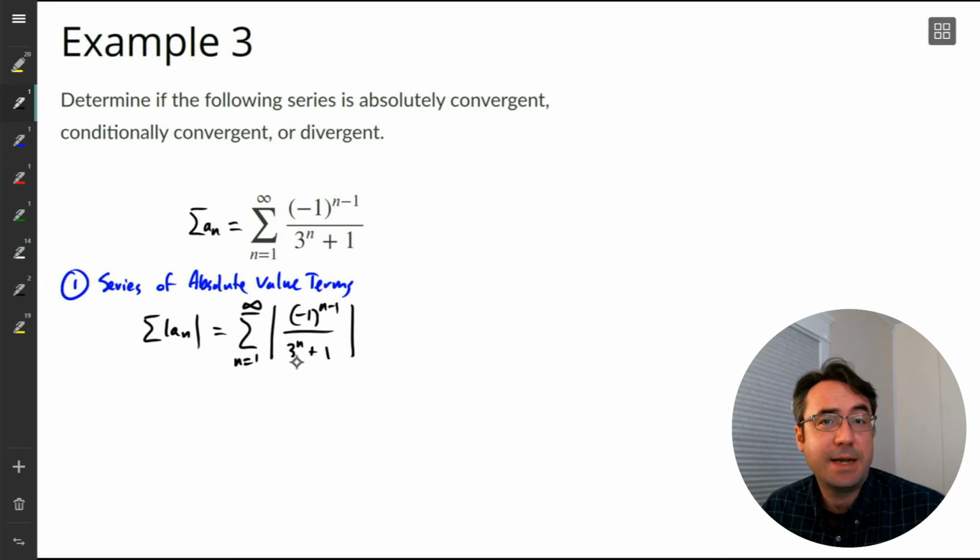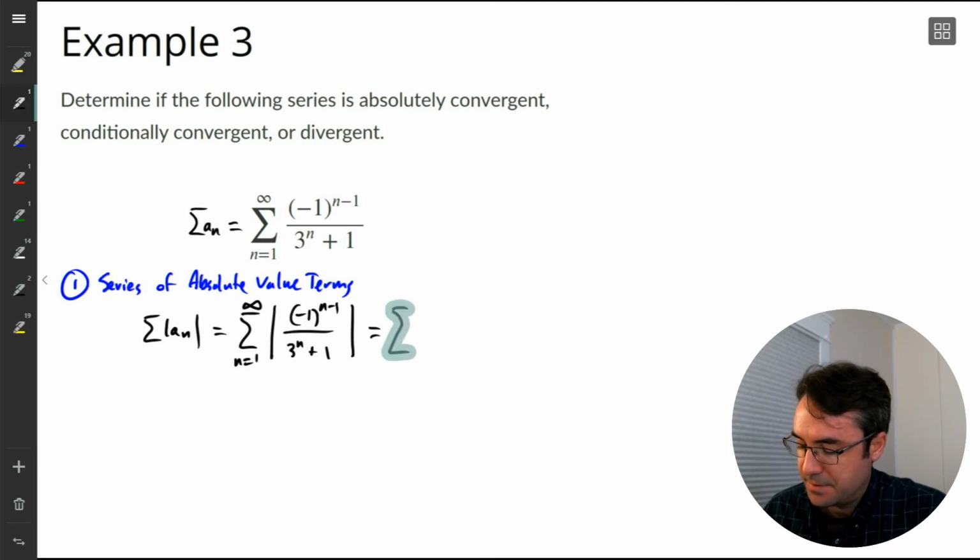And 3 to the n is positive because it's an exponential function. Exponential functions are always positive. But also n is greater than or equal to 1, and we're adding 1, so everything is positive in the denominator. We have this alternating piece in the numerator, so it goes plus, minus, plus, minus. But the absolute value cancels that off. And so what are we left with? The sum from n equals 1 to infinity of 1 over 3 to the n plus 1.